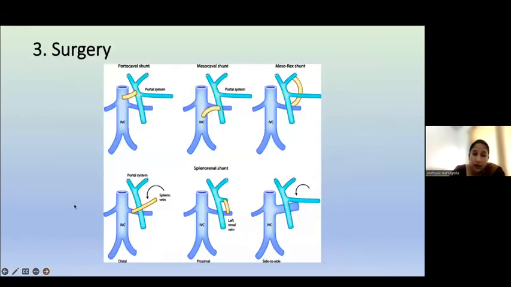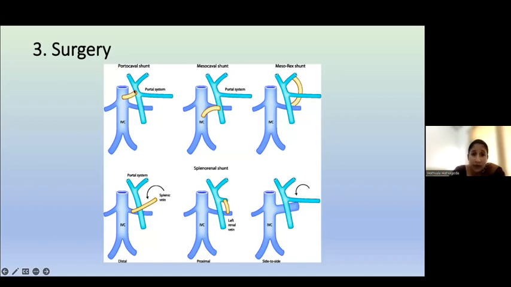So coming back to surgeries, the main idea behind doing a surgery is to reduce the backflow or decompress the portal circulation. For this decompensation, you can do either a shunt surgery or a bypass surgery. There are a number of names you can see here, depending on the site you want to bypass. So you will give a name.